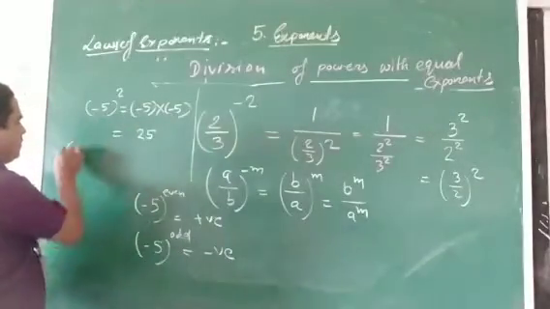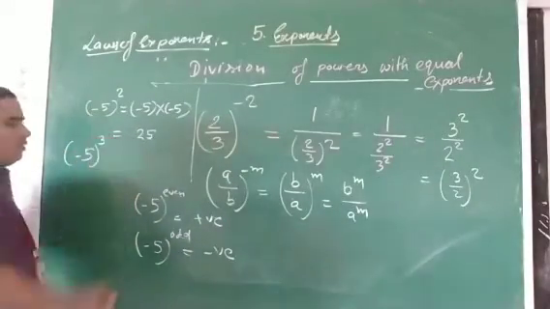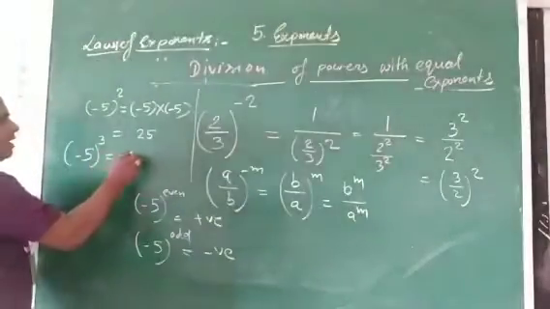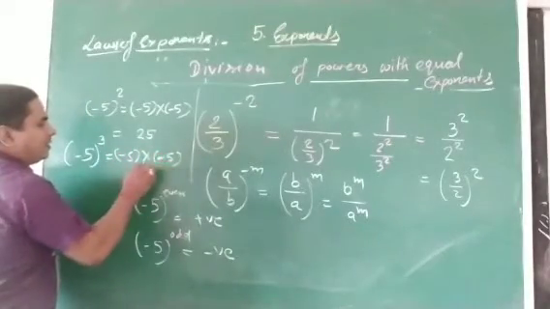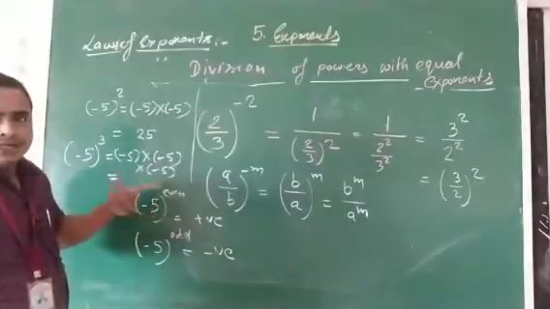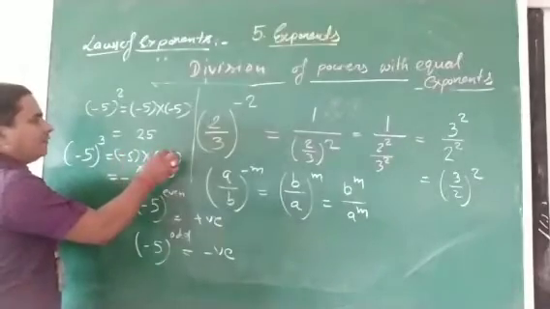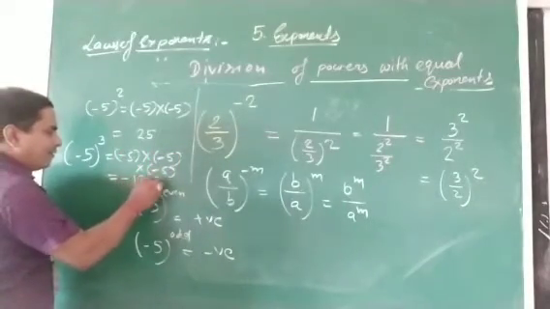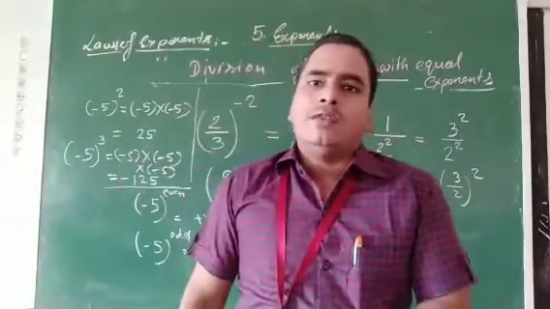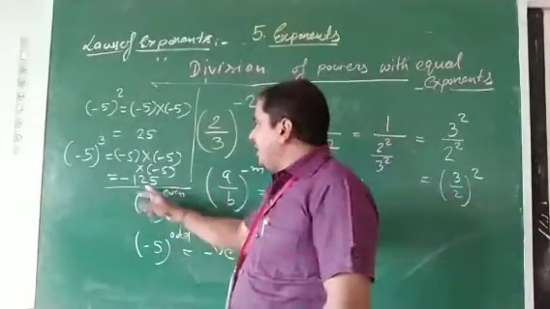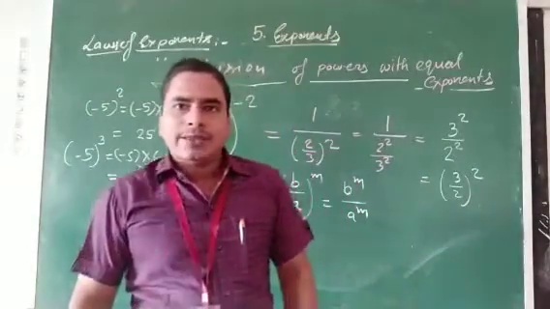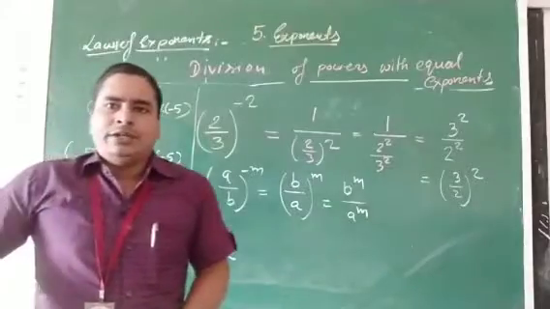But if minus 5 has an odd power, any odd number power, what is the result? Minus 5 into minus 5 into minus 5. Minus into minus into minus again becomes minus, 5 into 5 is 25, 25 into 5 is 125. So if a negative number has an odd power, its value is always negative. If a negative number has an even power, its value is always positive. Okay students, clear? So these are the rules related to the exponents.